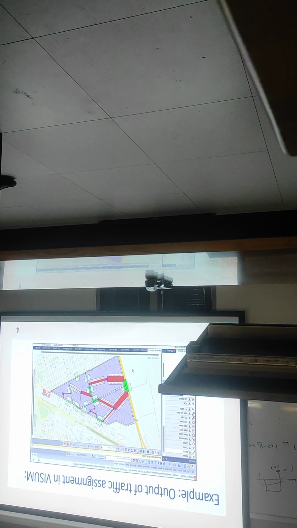And for the output, this is also just an example. We have the peak traffic volumes on each road, estimated travel times, and the volume to capacity ratio, which we could also call congestion levels. As you can see here, this is just an example of the output of traffic assignment in Visum.